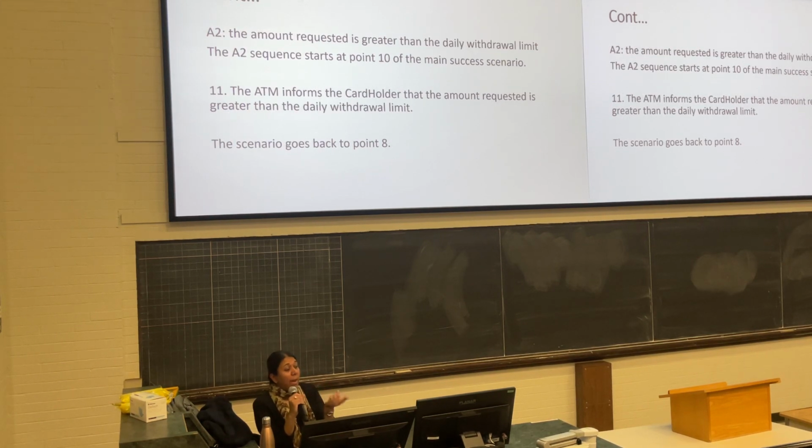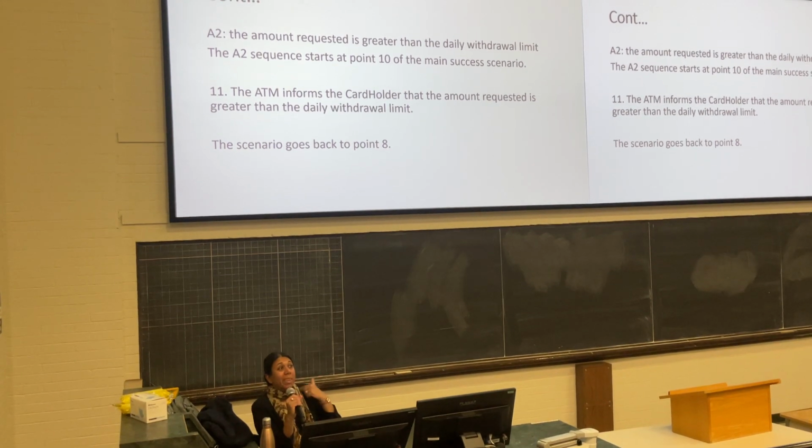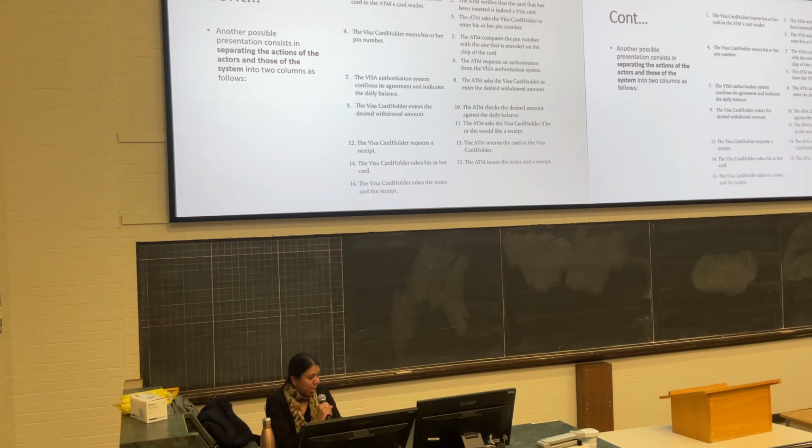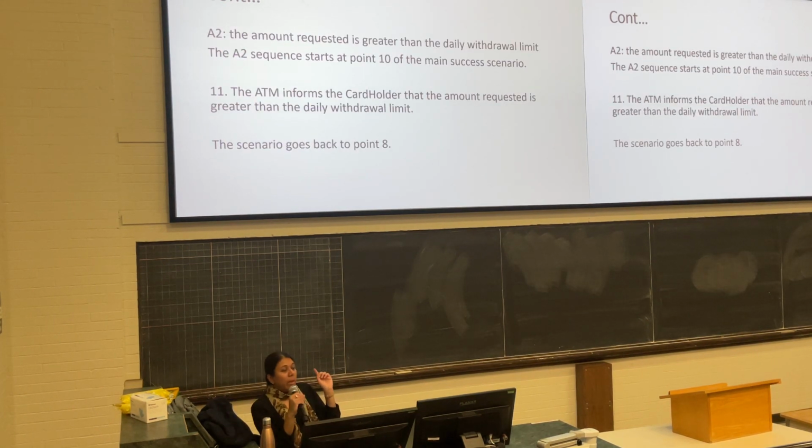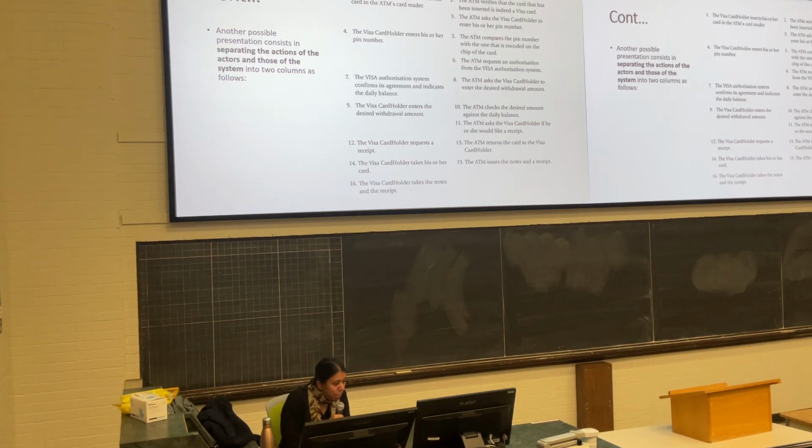Another one is what happens if the amount requested is greater than the daily withdrawal limit. You know that with all cards you can only retrieve a maximum of X amount daily. So this one starts at 0.10 in the success scenario. Let's go back and look at 0.10. The ATM checks the desired amount against the daily balance. If you want to withdraw more, the ATM is going to display a message that you're trying to request an amount which is more than what you are allowed, and the scenario goes back to point 9, which is where the ATM asks you to re-enter the amount.